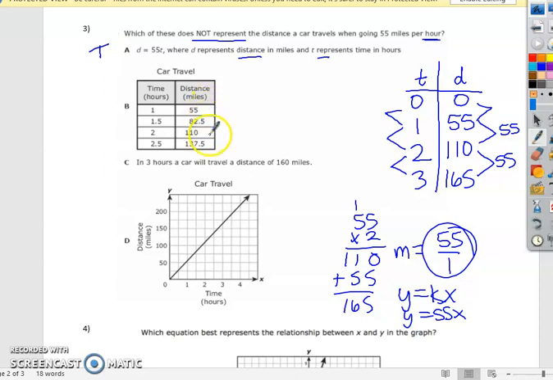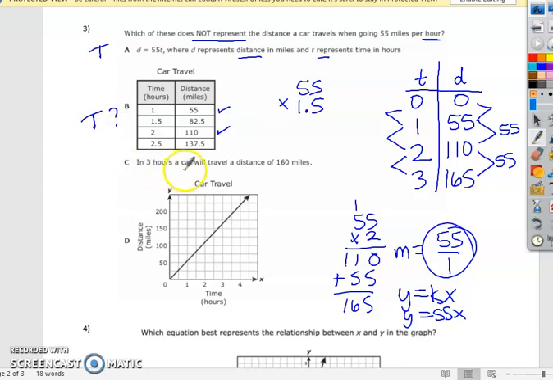Okay, so the next one, what I see here is our table. I see 1 and 55, but I see a midpoint here, 1.5. Okay, I'm going to skip that for now, and 2 is 110. Okay, so these so far look correct. If I wanted to do 1.5, I could do 55 times 1.5. I'm going to skip that for right now, because I know these two are correct, so right now this looks true.